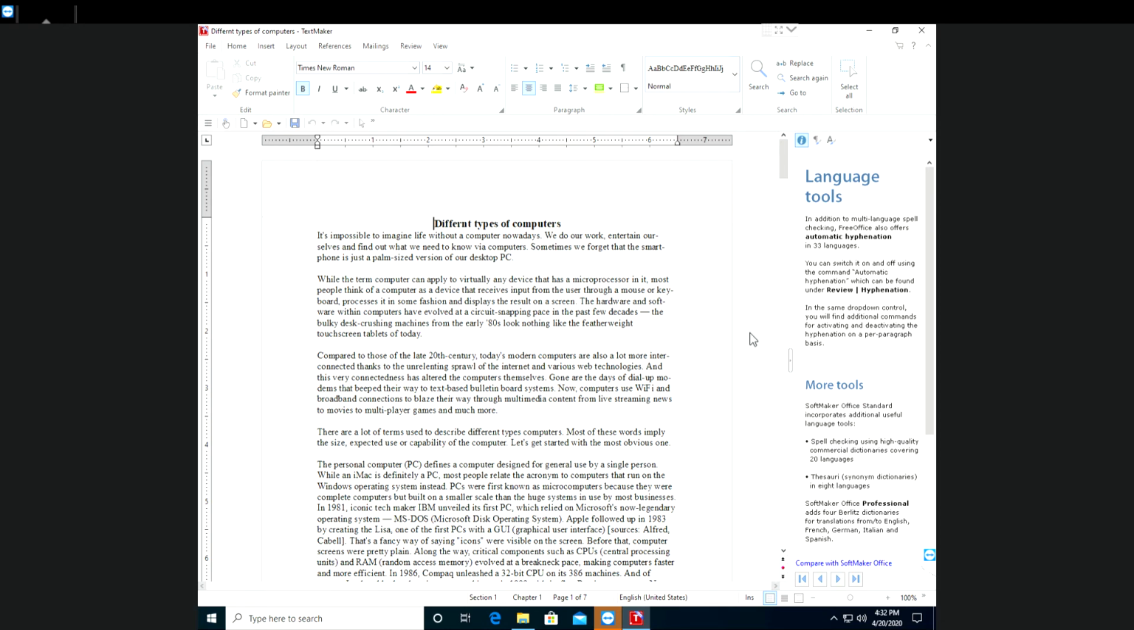It is impossible to imagine life without a computer nowadays. We do our work, entertain ourselves and find out what we need to know via computers. Sometimes we forget that the smartphone is just a palm-sized version of our desktop PC. While the term computer can apply to virtually any device that has a microprocessor in it, most people think of a computer as a device that receives input from a user through a mouse or a keyboard, processes it in some fashion and displays the results on a screen.